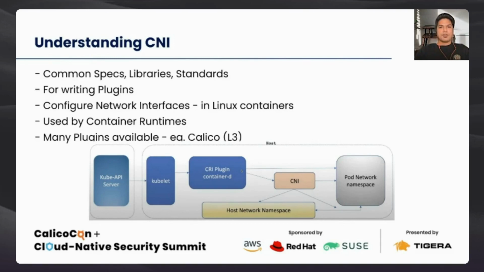CRI will also trigger the CNI. This CNI will take care of networking solutions such as linking the pod network namespace and host network namespace, adding routes, etc. So the CNI's job is to take care of the networking solutions, while CRI's job is to take care of the container specific solutions. This is basically how a CNI works.